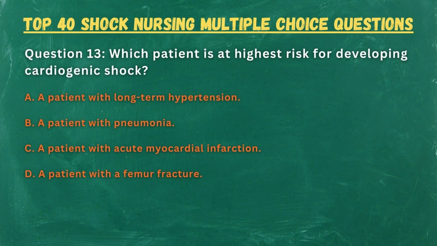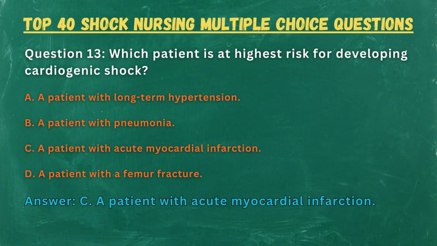Question 13. Which patient is at highest risk for developing cardiogenic shock? A. A patient with long-term hypertension. B. A patient with pneumonia. C. A patient with acute myocardial infarction. D. A patient with a femur fracture. Answer: C. A patient with acute myocardial infarction.